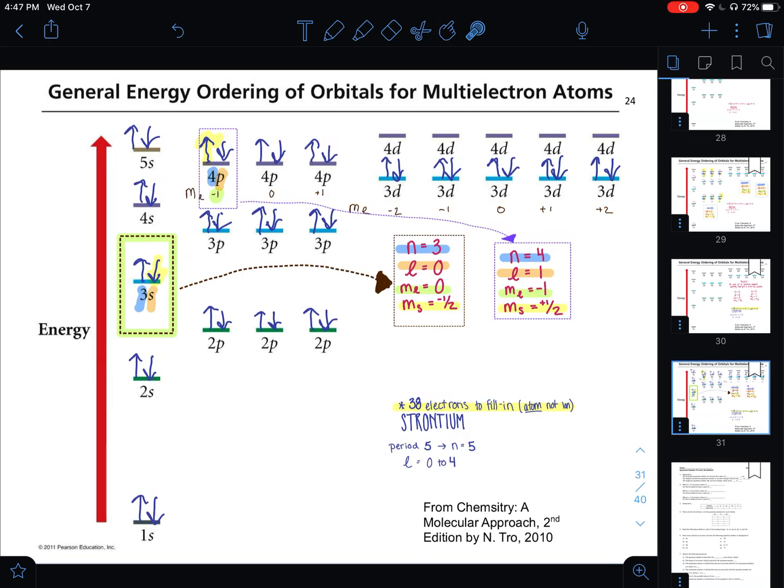Then our other one is in the fourth energy level, therefore that's why it is up in this region. L is equal to 1, so we are in the P sublevel. M sub L is -1, so it is this specific orbital, and the M sub S is positive 1/2, so it is spinning up.